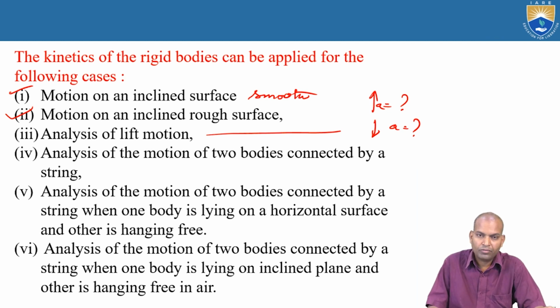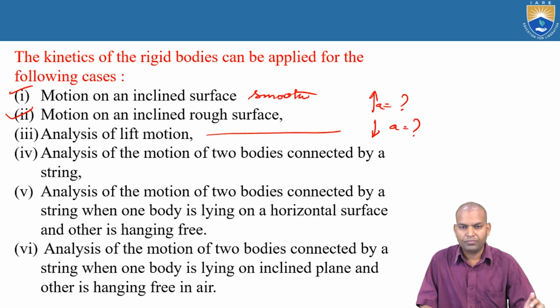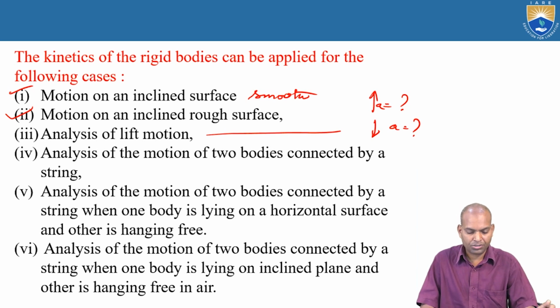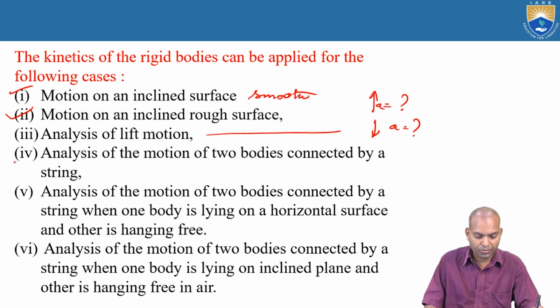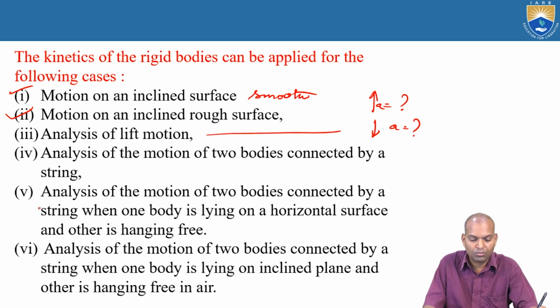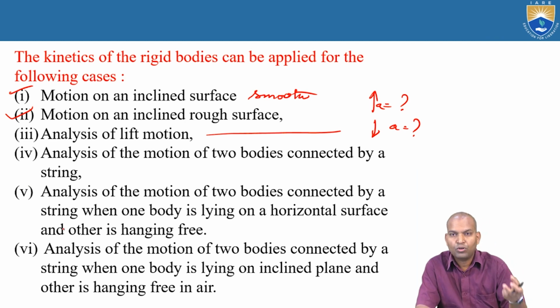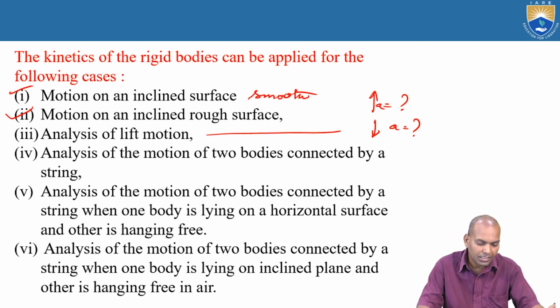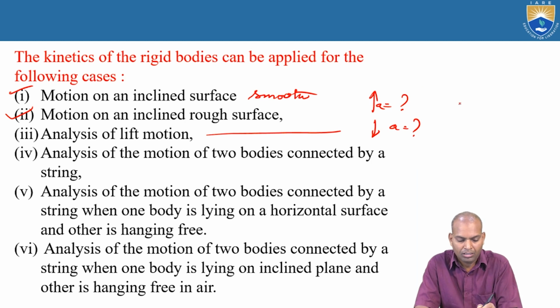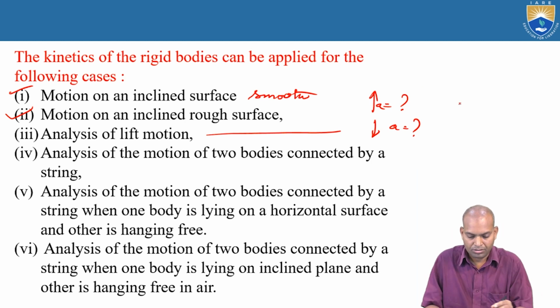And the 4th one is the analysis of the motion of bodies, 2 bodies connected by a string. This is the analysis of motion of the 2 bodies which I already studied. And the 5th case is also the analysis of motion of 2 bodies connected by a string, when one body is lying on a horizontal surface and another one is hanging.